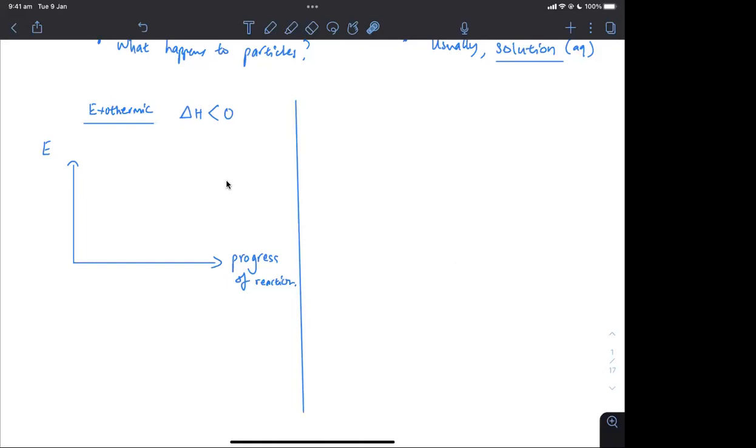Hello. Yes, sir. So Yasmin, which one will have higher energy? Is it the reactants or the products for an exothermic reaction?